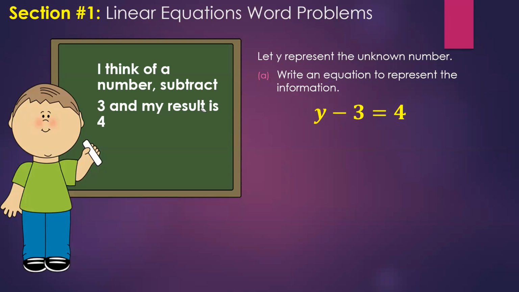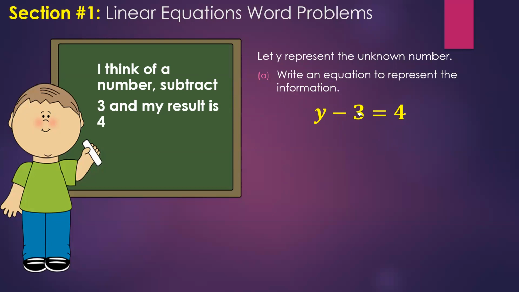That's correct. Okay, so y is that unknown number, right? So I think of a number, y. I subtract 3 and my result is 4. And so this is how we're going to write it down. Make sense? Yes, sir. Okay, good. So I think of a number, which is y, subtract 3, and my result is 4. So that's how we get it.